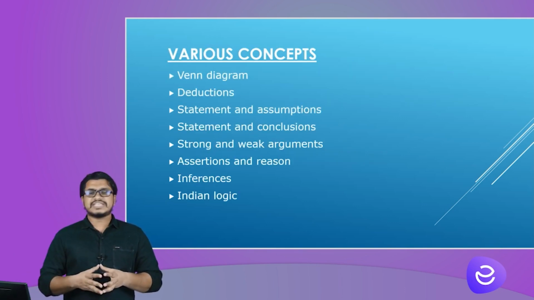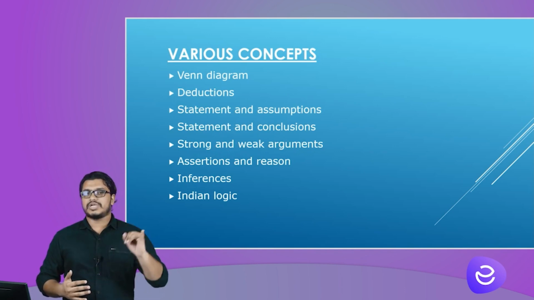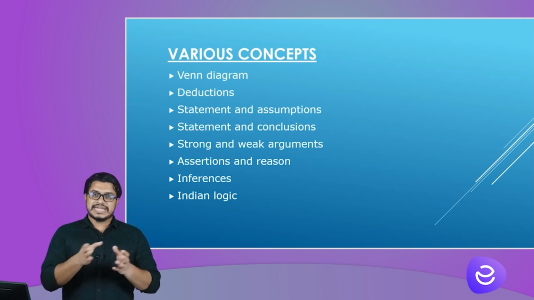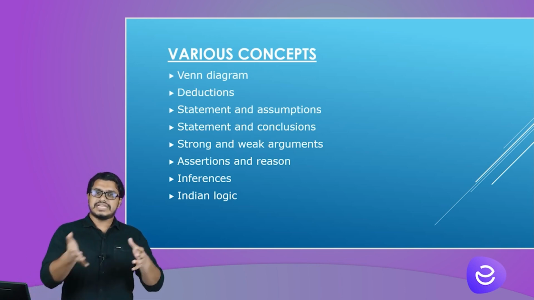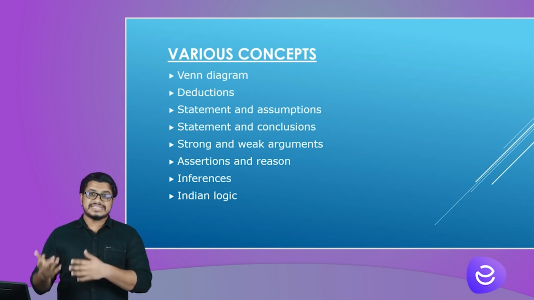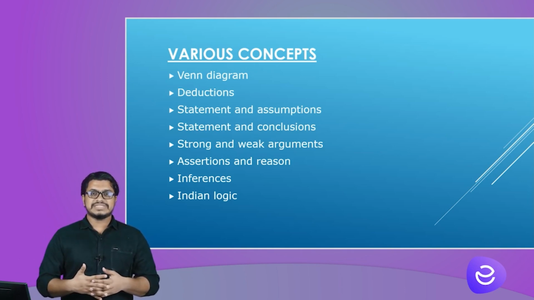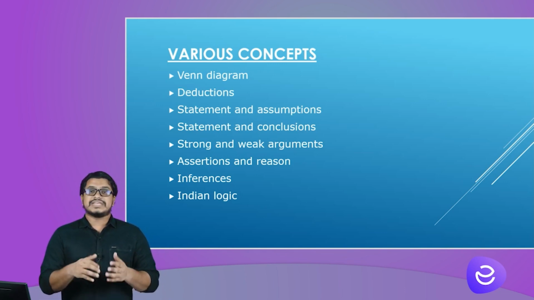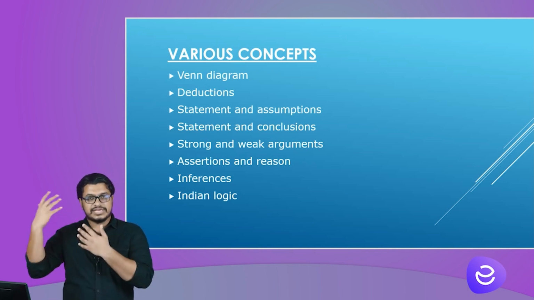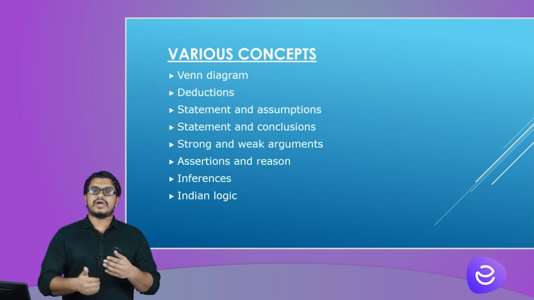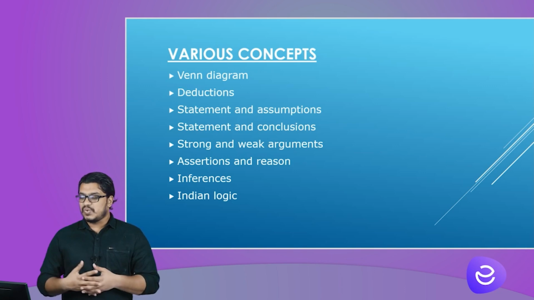Now, the next one, the different concepts that come in logical reasoning. As we said before, the most important one is the Venn diagram. Then we have deductions and inductions. Then statements and assumptions. They'll give you a statement and an assumption, and then ask whether those both relate to each other or not. Then statements and conclusions. They'll give 2 or 3 statements and then some conclusions, and we have to find out the correct conclusion. Then strong and weak arguments. They'll give us a statement and 2 or 3 arguments, and we have to find out which one is the strong argument and which one is the weak argument.